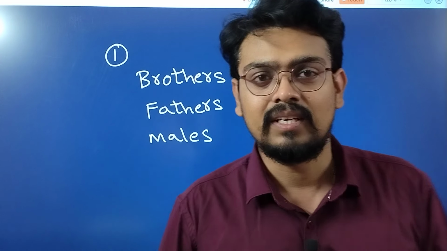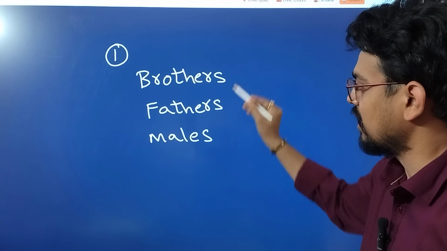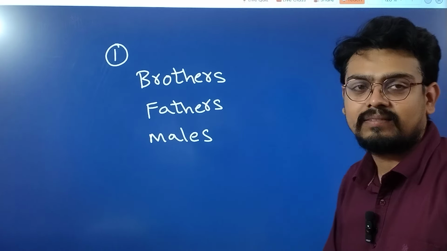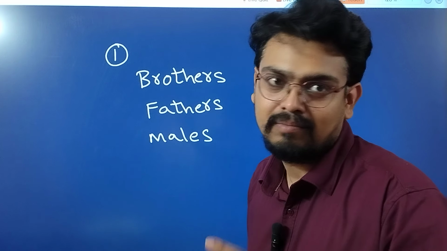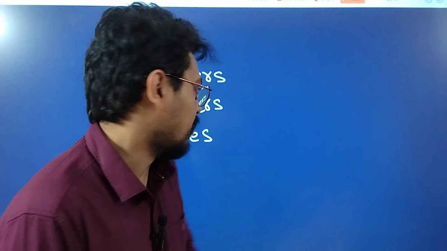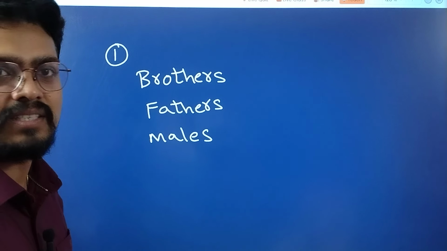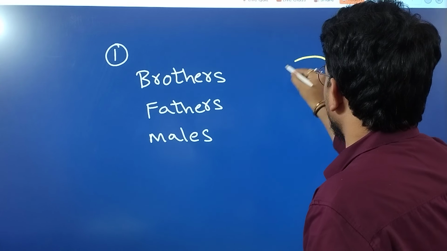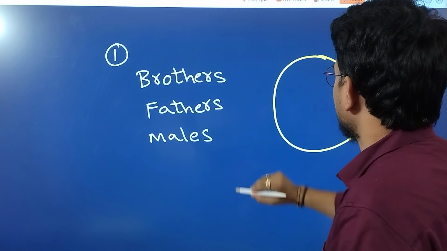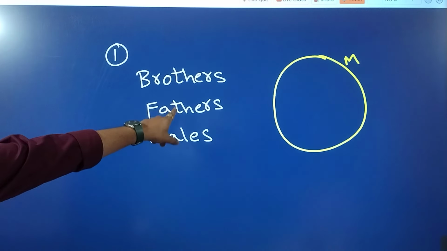See, all brothers and all fathers come under a category called male. Yes or no? All brothers are males only. All fathers are males only. Right? So that means these two characters are inside males. That means you have to represent males with a huge circle. Let's take a huge circle. So, this is male. Now, brothers and fathers.